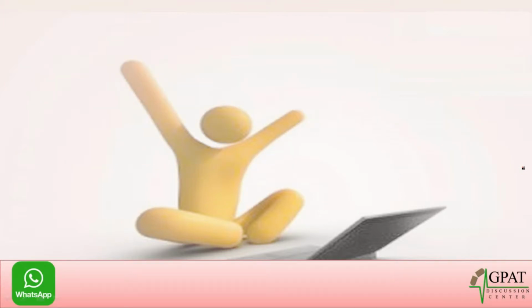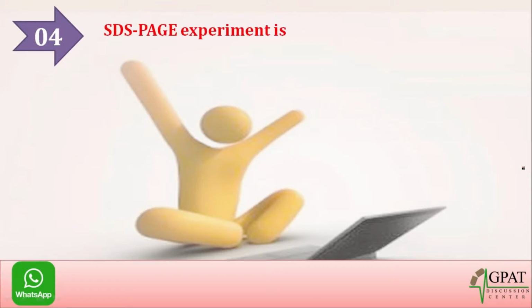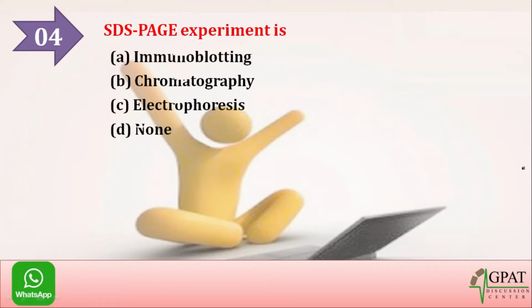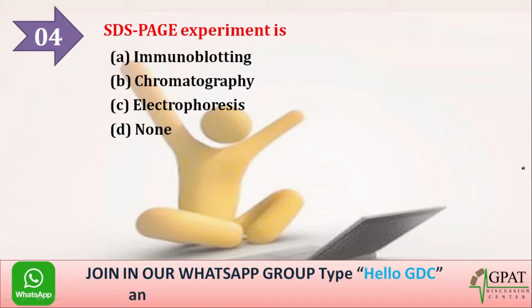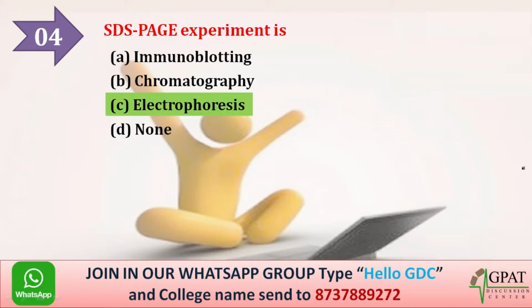So moving on to the next question: SDS PAGE experiment is, and the options are: option A, immunoblotting; option B, chromatography; option C, electrophoresis; option D, none. So the correct answer is that the SDS PAGE experiment is about electrophoresis.